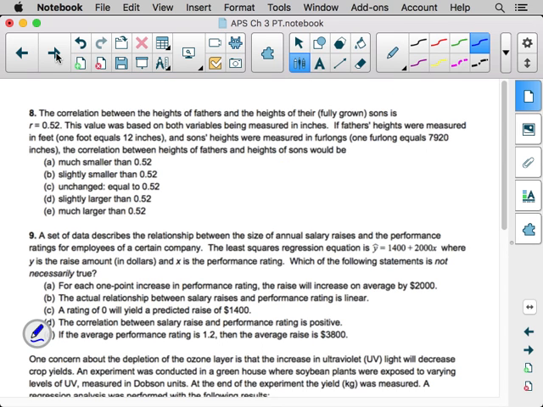The correlation between the heights of fathers and heights of their fully grown sons is 0.52. This value is based on both variables being measured in inches. If fathers' heights were measured in feet instead, and sons' heights were measured in furlongs, whatever that is, the correlation between the heights of fathers and sons would be, when we change the units of things that we're measuring, is that going to change the strength of our relationship? No. So, what should the correlation be if you just said that changing units doesn't change R? What would the answer be?